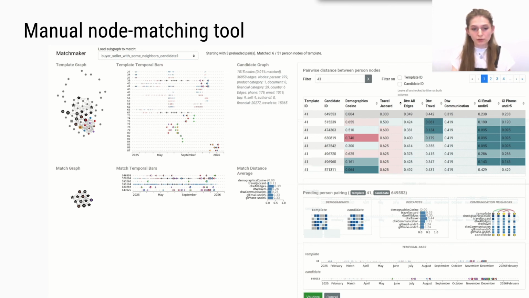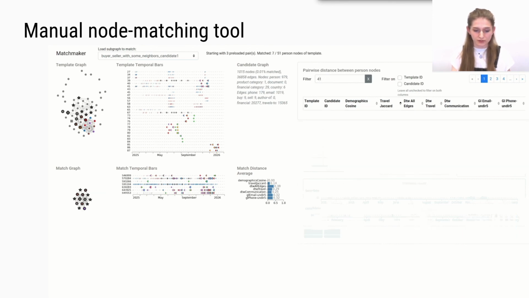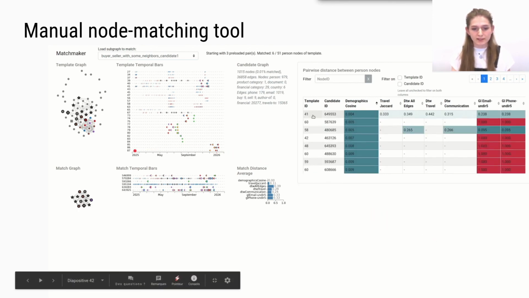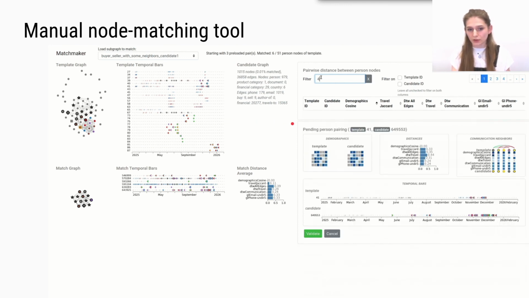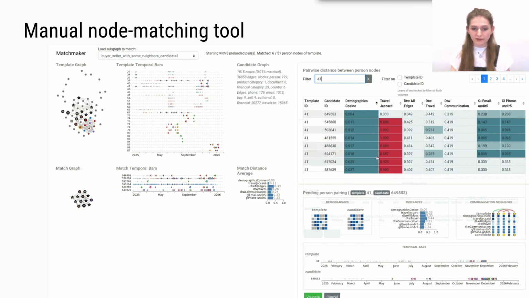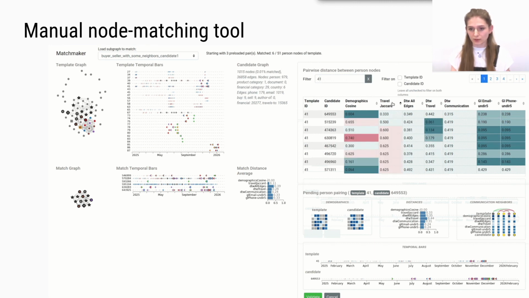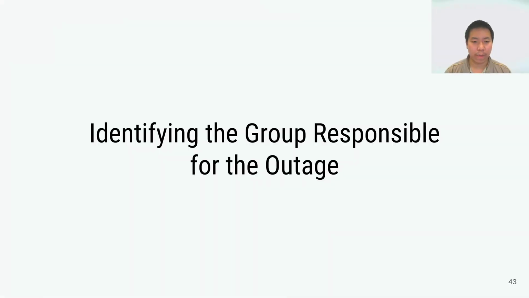To sum up, the tool allows to focus on node pairs based on different information. The node link diagram and temporal views show graph and temporal activity patterns, which can be used, for instance, to focus on unconnected nodes, a node connected to matched nodes, or a node with many travel events. The tables allow us to focus on node pairs with promising score along one metric or another. Then, we can validate or reject node pairs after detailed inspection and iteratively compose a match for the whole template graph. Next, we apply visualization we developed to identify the group that may be responsible for the internet outage.